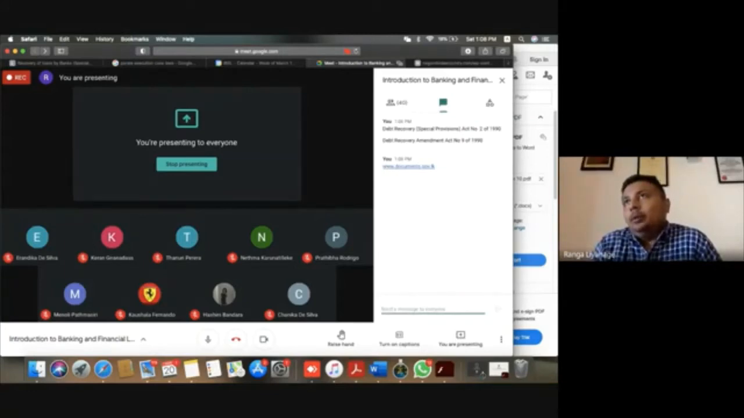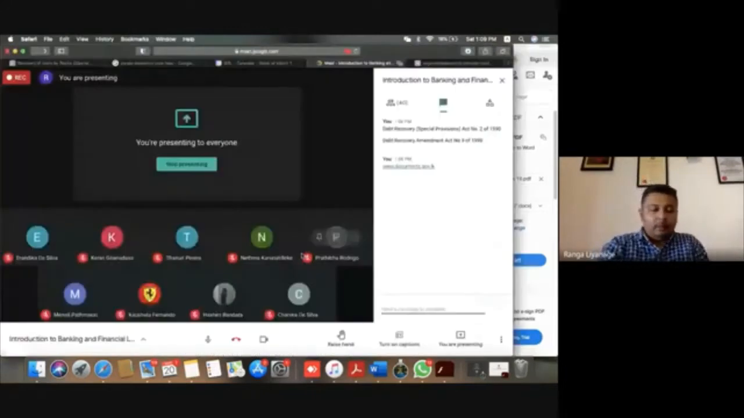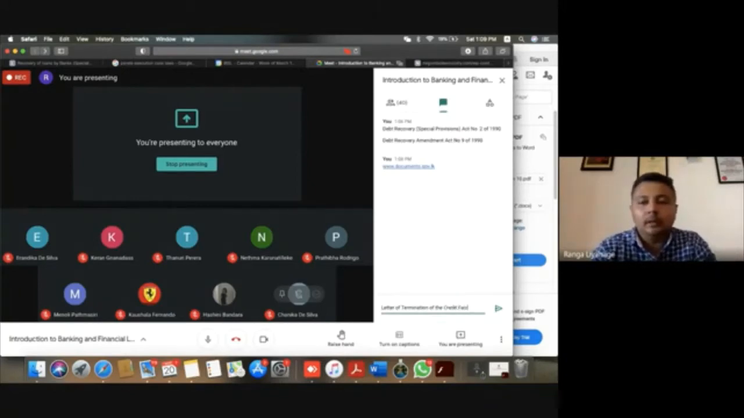And if he suddenly started defaulting on the repayments, what does the bank do? The bank has to go through the normal recovery process. What is the normal recovery process? First, the bank will maybe call the customer and remind him about the installment repayments that he is lagging behind on. And if he doesn't respond, the bank will send a letter, maybe termination of the credit facility, right?